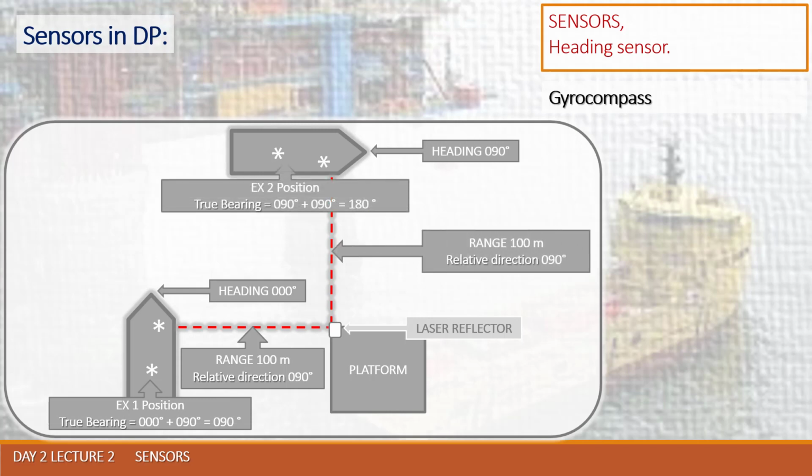But if we have no input from the heading sensor, then the mathematical model will interpret those cases as one case, where the relative direction is 090 and the range is 100 meters, and will not be able to provide us the right aspect of the vessel at sea. And this is very important for us. So remember please, the most important sensor is the heading sensor for any DP system.